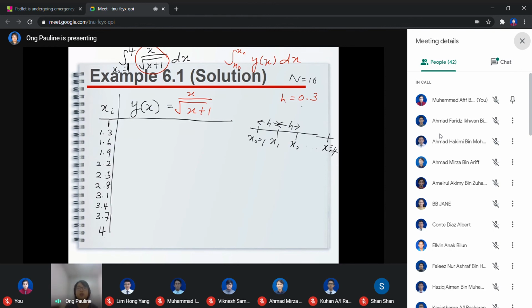And this 0.3 comes from where we let the n to be 10. If you choose the n to be 5 or to be 6 and so on, you will have a different step size of h. So now let me draw some vertical lines here.